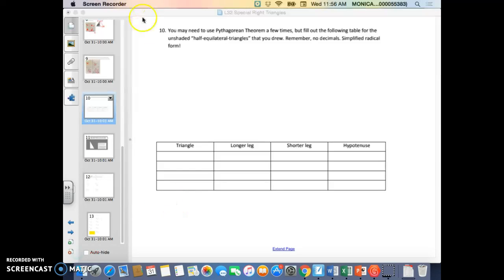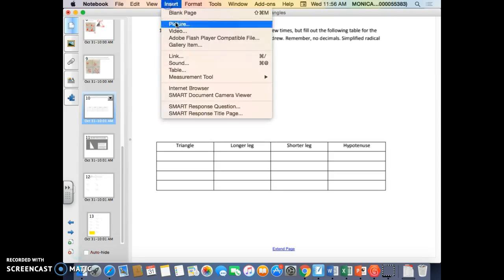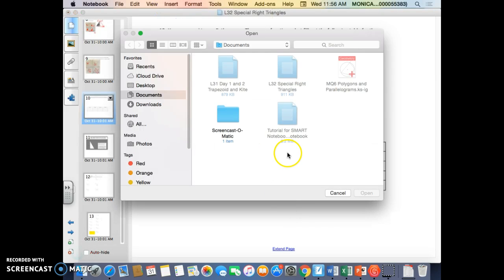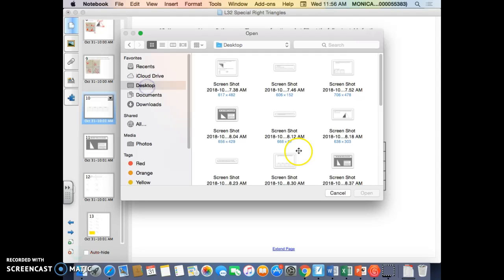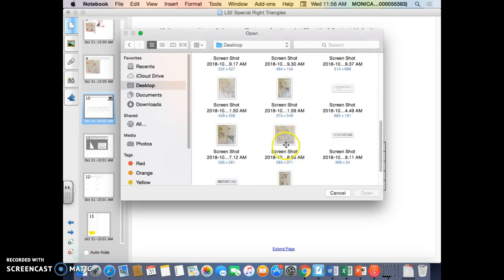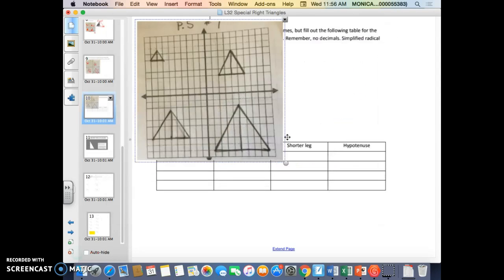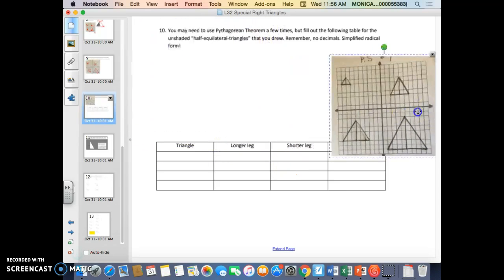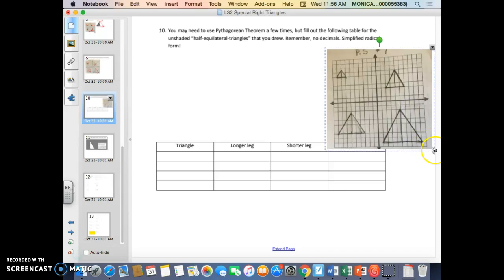All right, so let's go. We're going to figure out, let me just insert this picture right here, from my desktop the special relationships between a 30, 60, 90 triangle. And so here's the picture just so that we have it to reference if we need to.